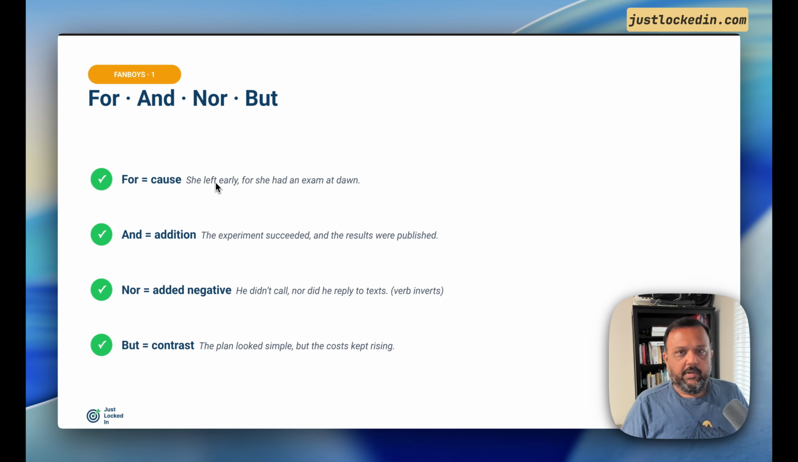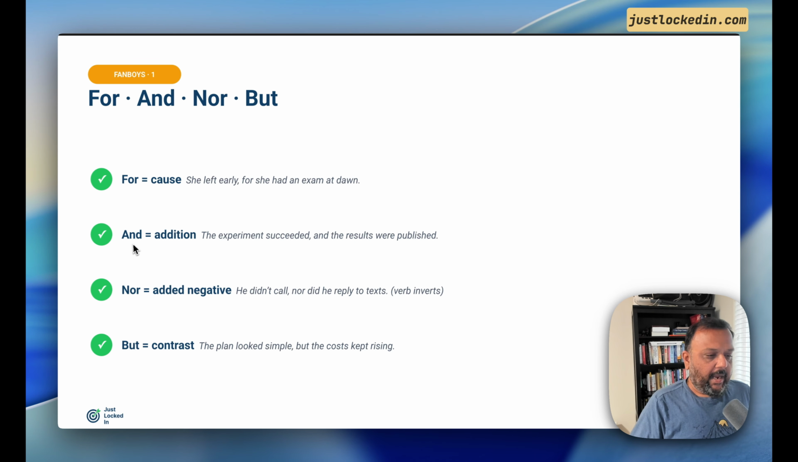Examples. For: she left early, for she had an exam at dawn. So there are two independent clauses. She left early is an independent clause. She had an exam at dawn is the second clause. We connect these two clauses by a comma followed by a FANBOYS conjunction, which is for. For is used for cause. Why did she leave early? Because she had an exam. So this is used to indicate the cause. This is the effect and this is the cause.